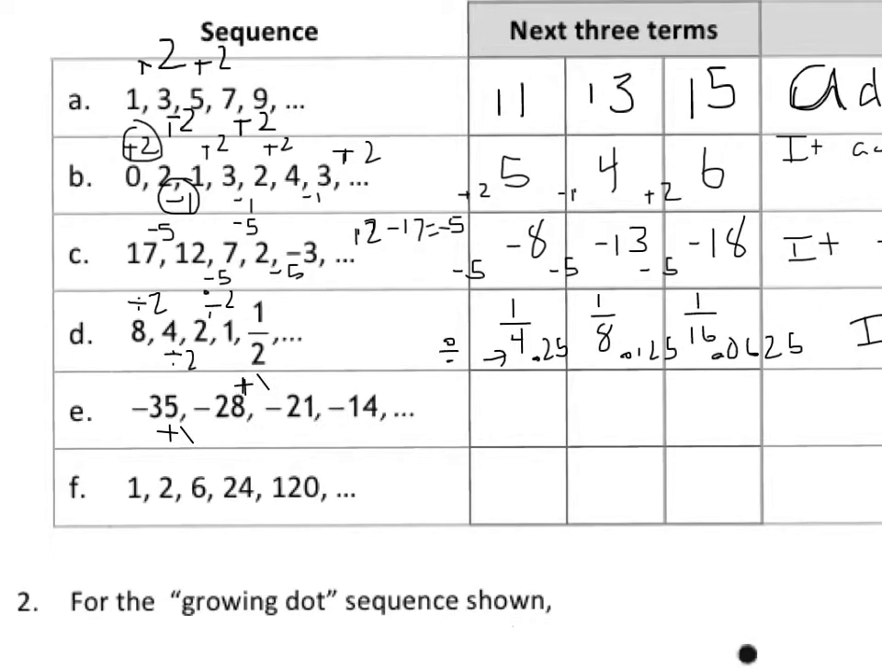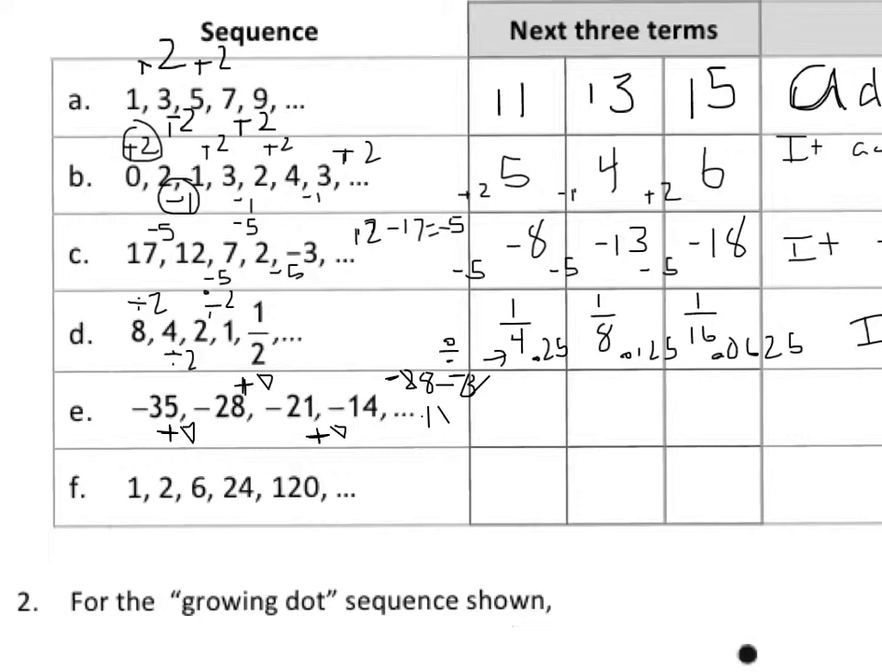So negative 35 plus 7 is negative 28. Negative 28 plus 7 is negative 21. It seems like it's working. Negative 21 plus 7 is negative 14. And so that seems to be the pattern. And again, if you're not sure how to figure that out, you can take a sequence and subtract one term from the previous term. So I could do negative 28 minus negative 35, and it should give me plus 7. And so that's a way that you can figure out what's going on there.